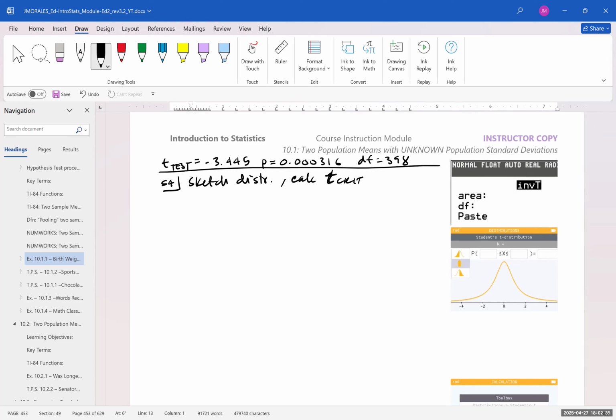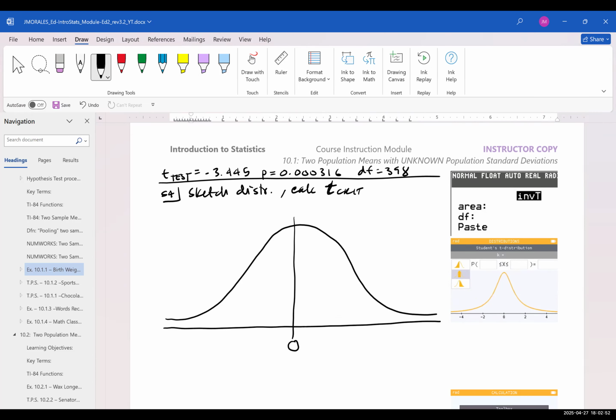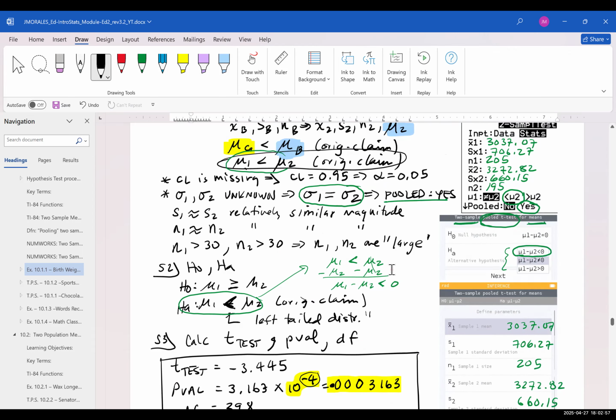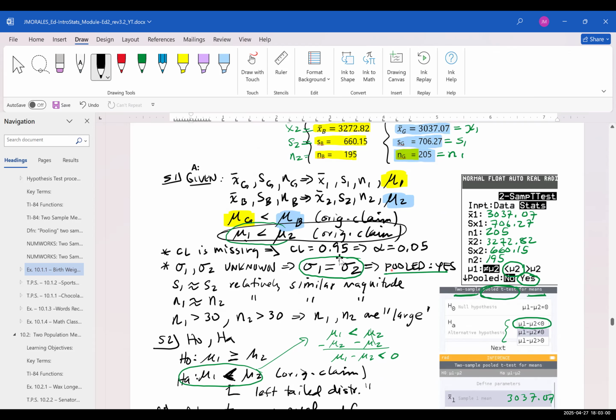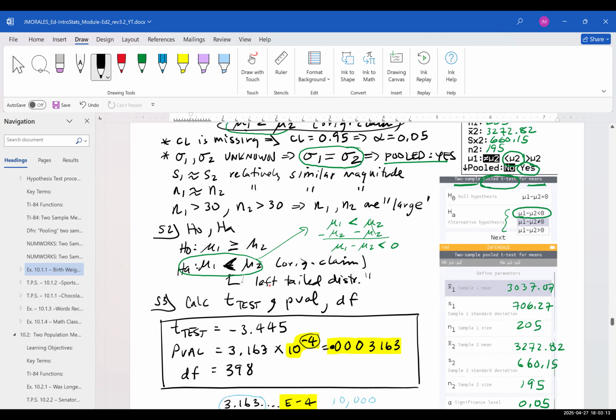All right, so let's go ahead and sketch our student's t distribution. It's close enough. The center of a student's t is 0. And, oh yeah, so what tail is this? I did not write that down earlier, did I? Bad instructor. So, oh no, I did. I got it. Good instructor.